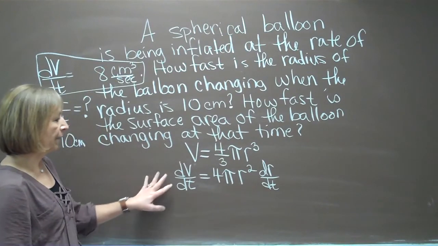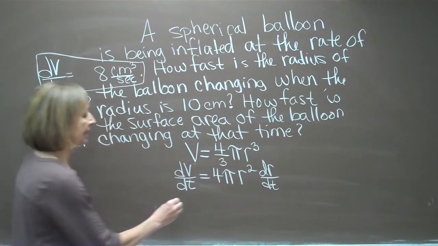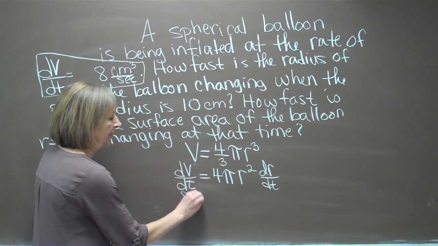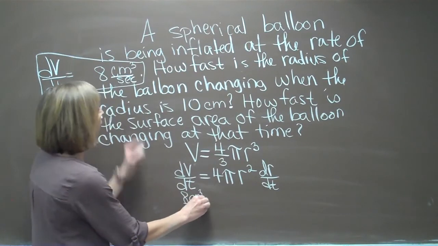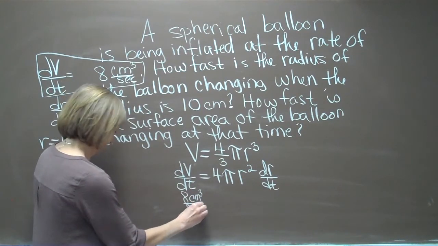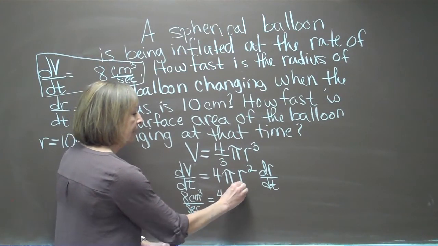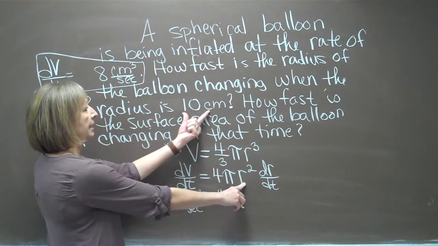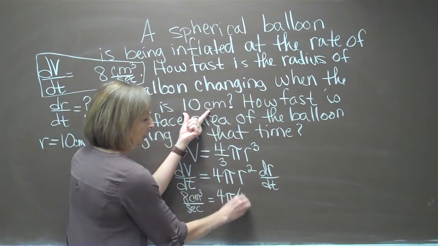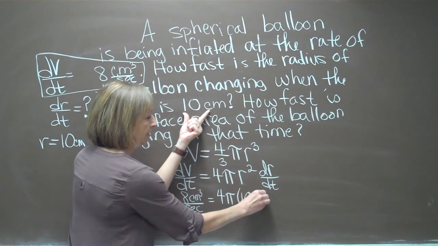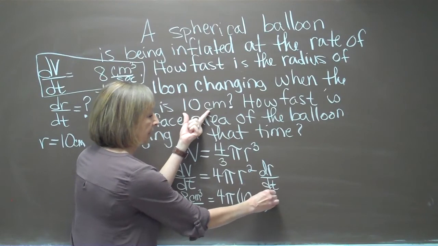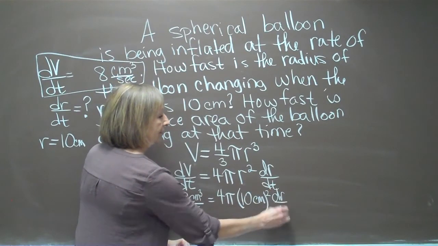Now we plug in the information that we have. dV/dt is 8 cubic centimeters per second. And then I have 4 pi times r, where r is 10 centimeters. So I have 10 centimeters quantity squared, and then times dr/dt.